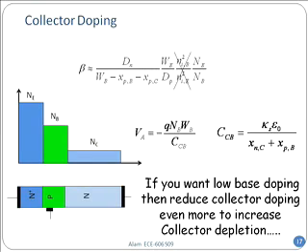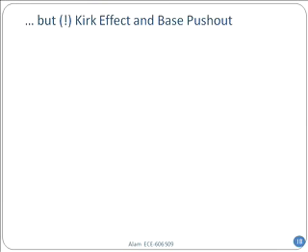So if I want low capacitance, then I will have to increase this depletion width. And in order to increase this depletion, I must reduce the collector doping. That's my only option that I have left. But there's always a but. And this but is that you cannot really drop the collector doping arbitrarily low. And that's because of the Kirk effect.